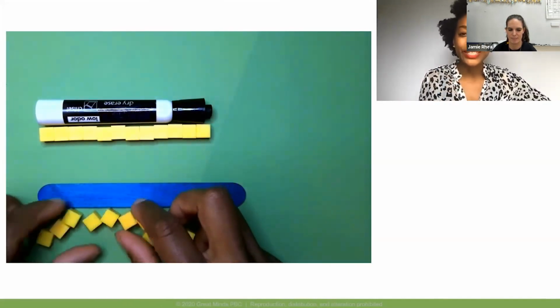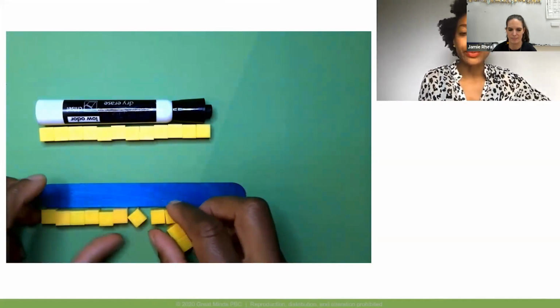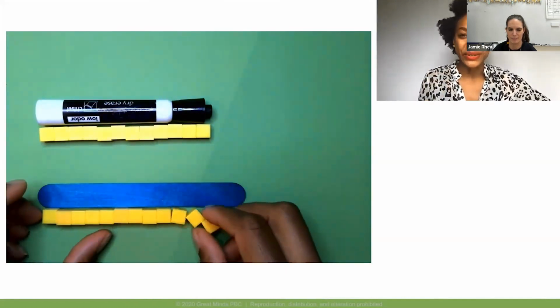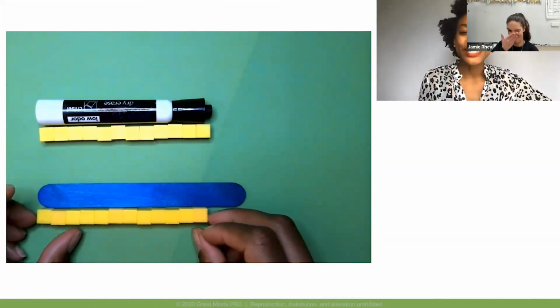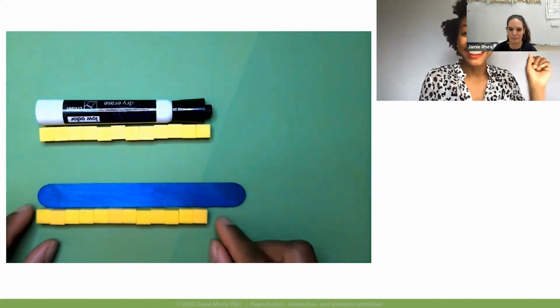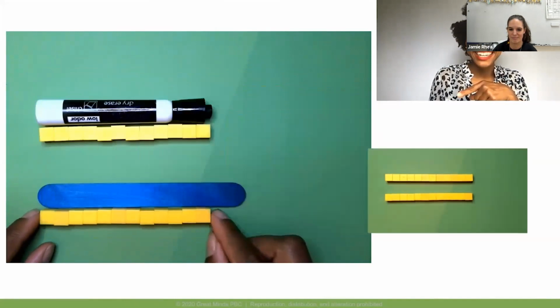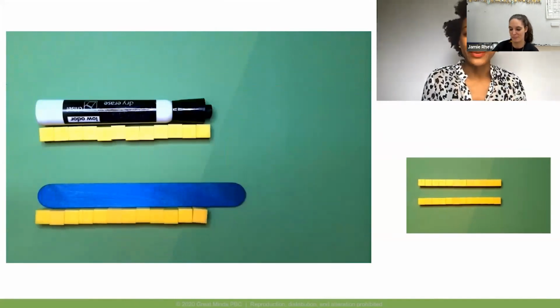I want you to lay down 12 more centimeter cubes right underneath your first row of centimeter cubes. It should look just like this. Pause the video now to set up your centimeter cubes.